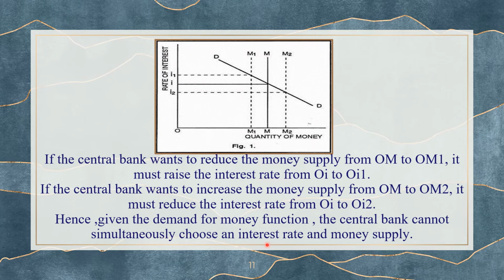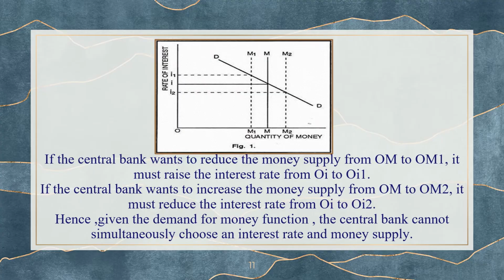I repeat, the central bank has the power to influence the interest rate. It has the power to influence the money supply, but it does not have the power to simultaneously decide both these things. If it is keen on maintaining a particular interest rate, then it has to change the money supply. And if it is keen on restricting itself to a particular level of money supply, then it has to change the interest rate. So no doubt it can influence both these variables, but it cannot simultaneously choose interest rate and money supply at one moment of time. It can choose only one.